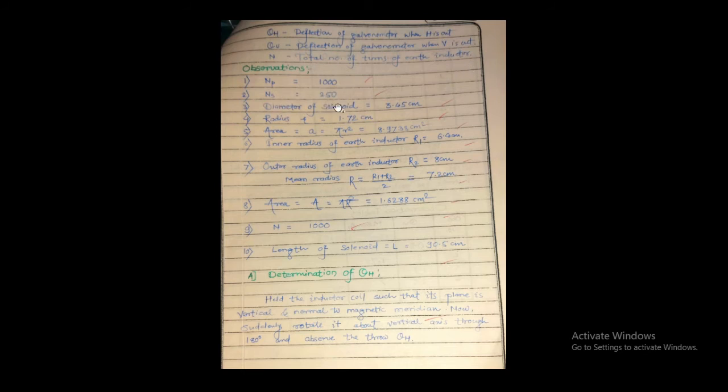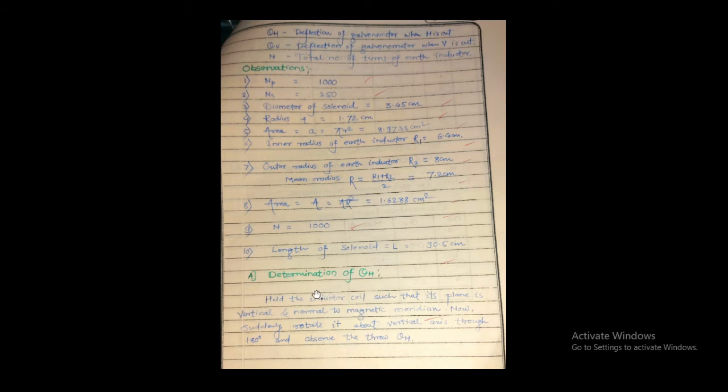That is, NP 1000, NS 250, diameter of the solenoid this, ratio, radius is 1 by 2, area, inner radius of the earth inductor coil, outer radius of the earth inductor coil, then mean radius, area of cross section since it is circular by the formula of area of circle as pi r square, N 1000, length of the solenoid L is equal to 96.5 centimeter. This N is the total number of turns of the earth inductor coil, and these are the number of turns of the primary of the solenoid, and these are the number of turns of the secondary of the solenoid. It is the difference between these two, you should note this carefully.